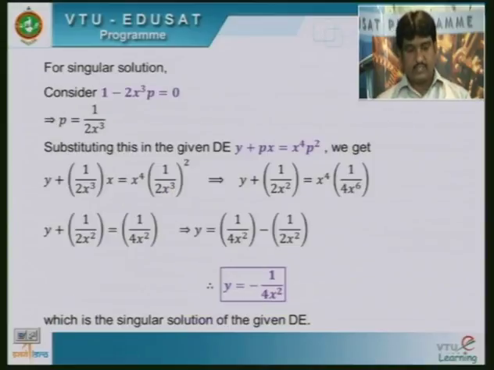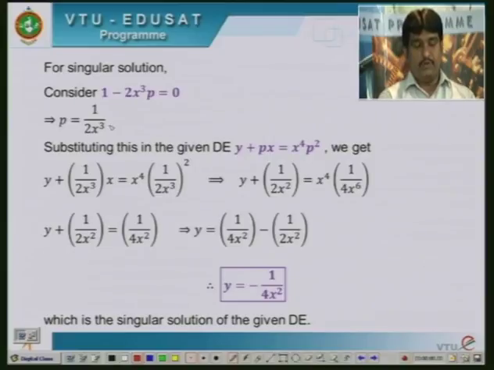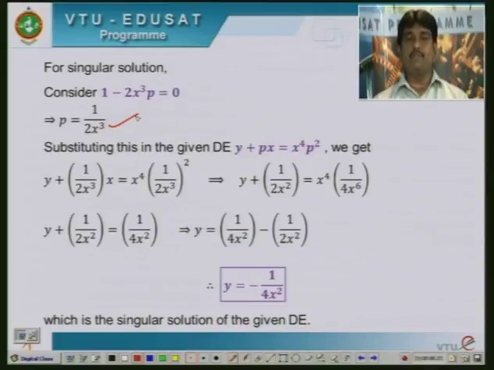The other method is equating the other factor to 0. 1 minus 2x cube p equals 0, which implies p equals 1 divided by 2x cube. Now substitute this value in the given differential equation. The given differential equation is y plus px equals x to the power of 4 into p square.